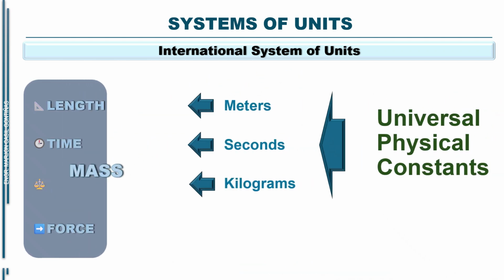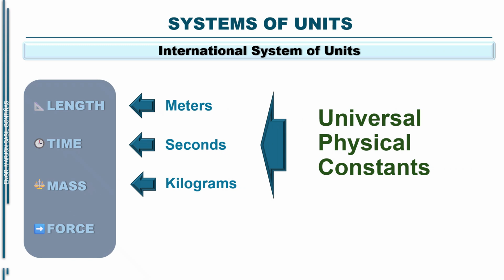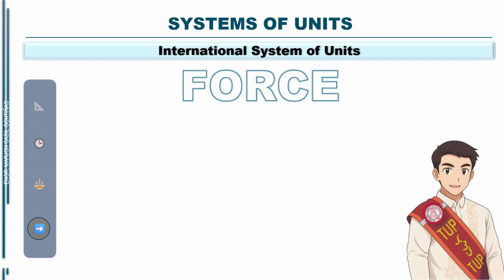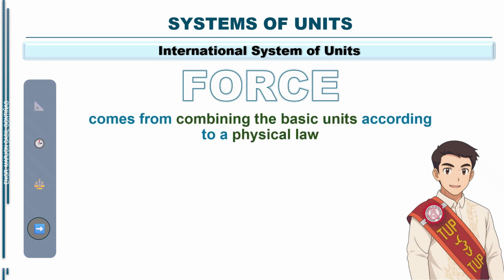So when you use seconds, meters, or kilograms, you're actually using units tied to universal physical constants, which means they're the same for everyone, everywhere, all the time. And that's what makes the SI system so reliable and powerful in engineering, science, and everyday life. Now, when we talk about force in the SI system, we don't treat it as a basic unit like length, mass, or time. Instead, force is what we call a derived unit, meaning it comes from combining the basic units according to a physical law.